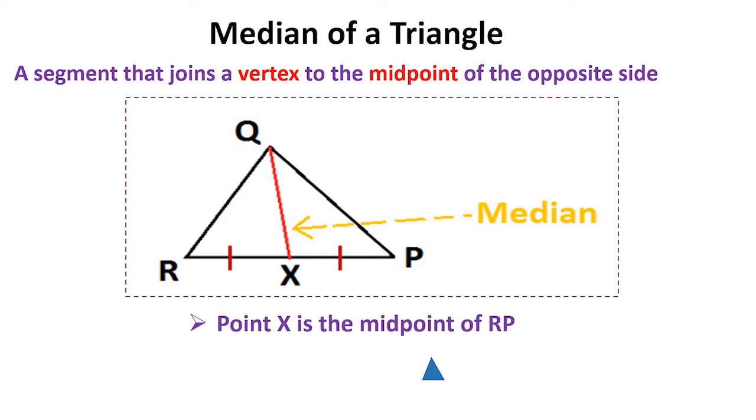So X is the midpoint of RP, and we know that because RX and XP are congruent because of these congruence marks. That would make X the midpoint, which would make QX the median of this triangle because Q is a vertex and it goes to the opposite side, cutting it in half into two equal parts. So that would make QX the median.